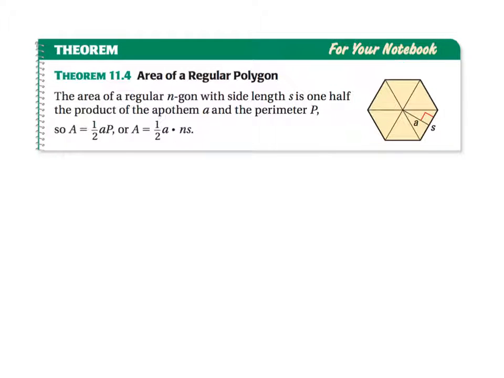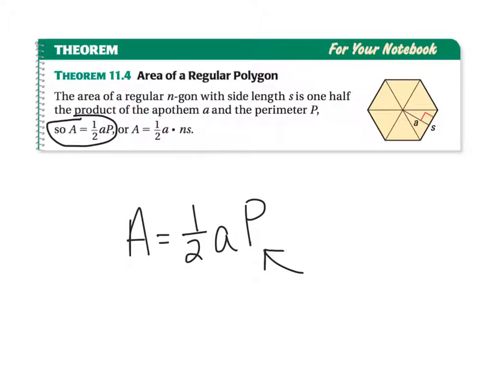And now we come to our first theorem, theorem 11.4, the area of a regular polygon. The area of a regular n-gon with side length S is 1/2 the product, so we're going to multiply, of the apothem and the perimeter. So this is what I want you to write down in your notes, that the area of a regular polygon is A equals 1/2 times the apothem times the perimeter. And again, the big P stands for the perimeter, and the apothem is that A value.